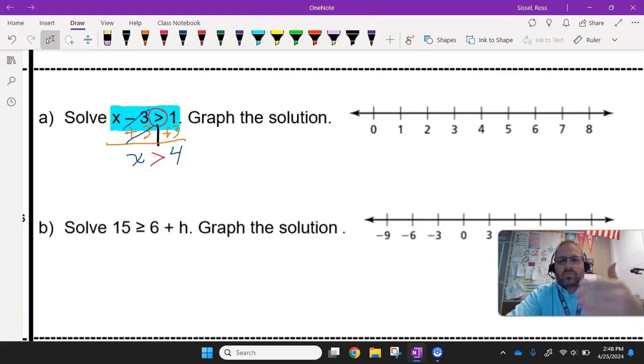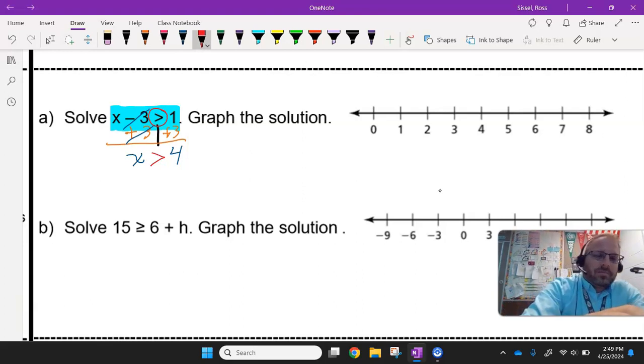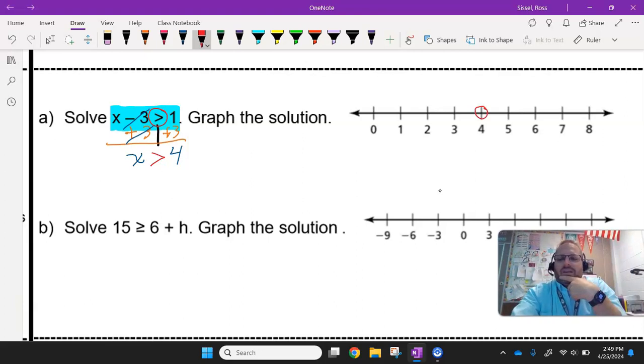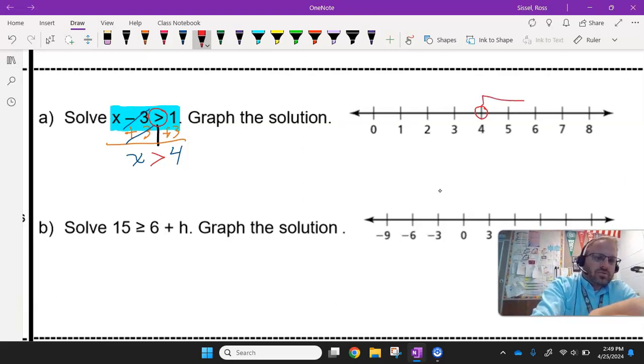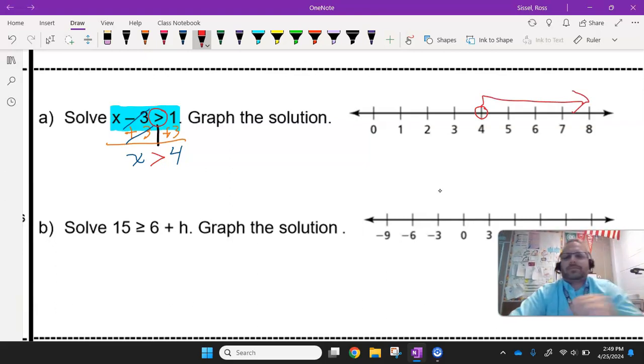Now to graph it, we practiced that in 8.7. We know it's an open dot because it's only greater than. And then I say, okay, I need a number greater than 4. How about 8? 8 is to the right. So I graph to the right. Alright, well, let's go to the next one.